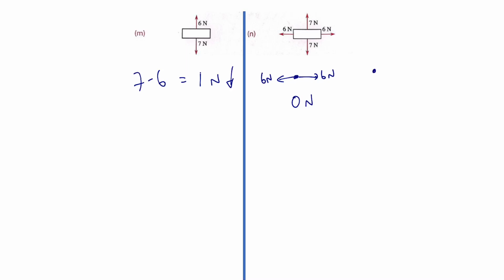And if we look at the ones going up and down, we've got 7 newtons and 7 newtons. So they go in opposite directions again. One minus the other gives us 0 newtons. So overall, this would be a balanced diagram because all the forces cancel out. So the object is in equilibrium. It's either not moving or moving at a constant speed. There's no acceleration. The resultant force is 0 newtons.